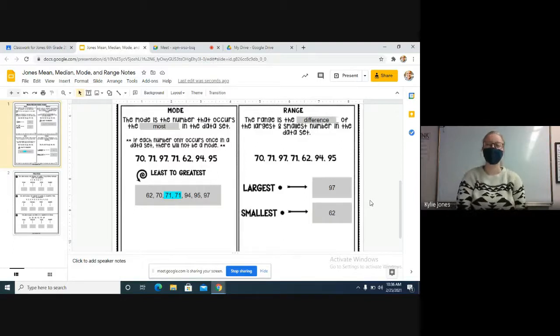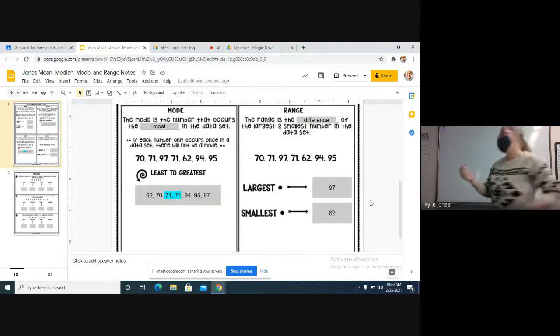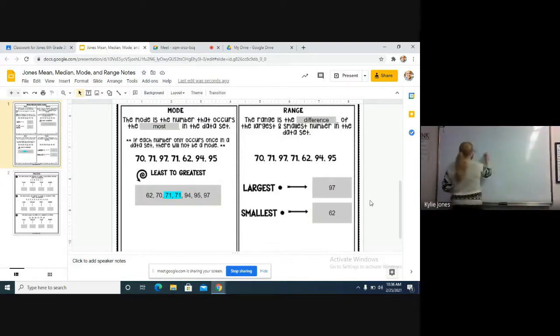I told you the hardest one is the mean. The other three go pretty quickly. 97 minus 62. But we have to fill it out every time? No, there will be questions that will just say find the mean, or it'll say find the range. Sometimes it will ask you for the mode and the median. So you got to know the difference between them too, right? Yep.